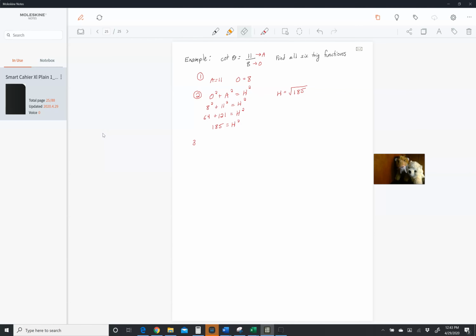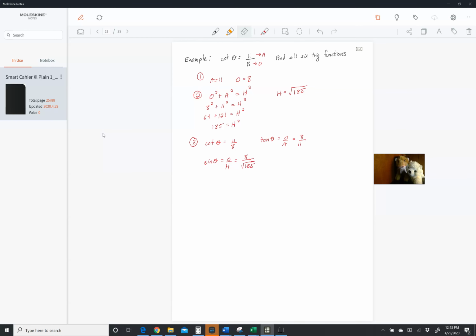So now we identify each of the trig functions. We already know that the cotangent of theta is 11 over 8. The tangent of theta is the reciprocal of that. It's O over A, so it's 8 over 11. Then we have the sine of theta. The sine of theta is O over H. So O is 8, and H is the square root of 185.